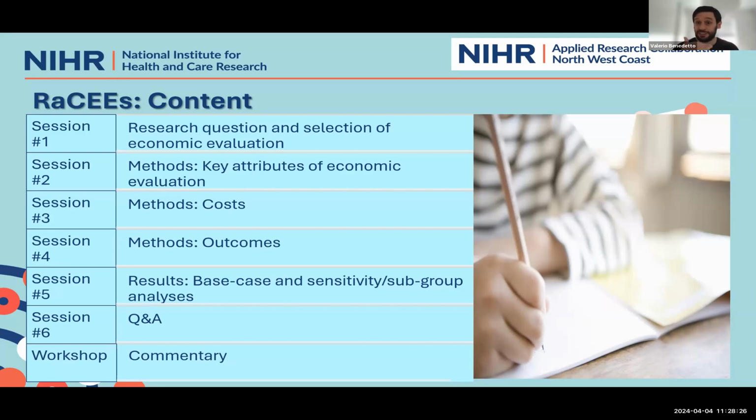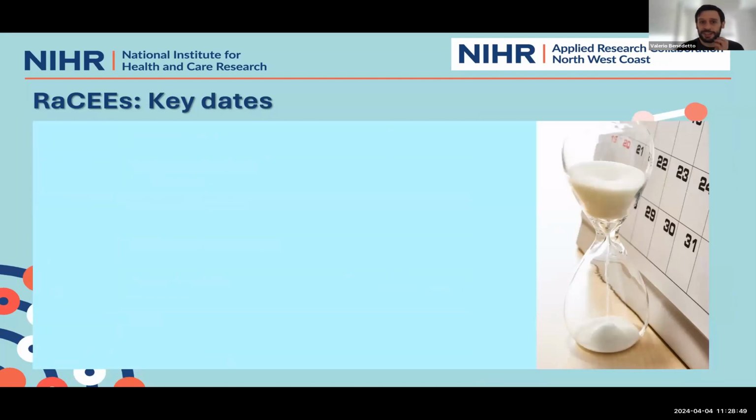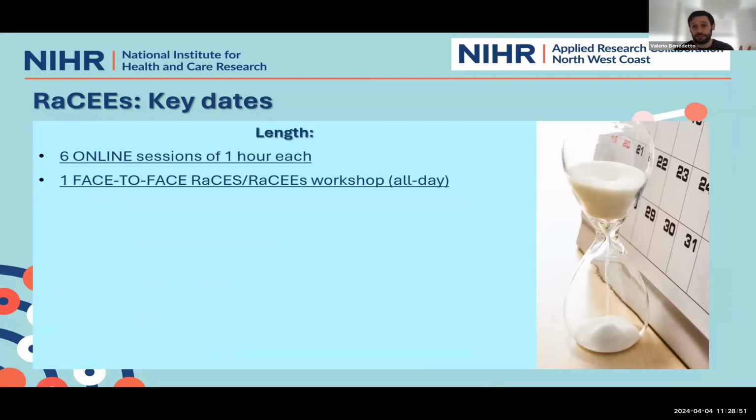At the end of each session, we will give you some homework to do, and that homework literally consists of writing up the RaCEE. So when you go to the workshop, you have most of the RaCEE completed or drafted. And then at the workshop, we will do the critical appraisal together, and we will talk about implications for policy, practice, and future research. In terms of dates, as I mentioned, 6 online sessions of 1 hour each.